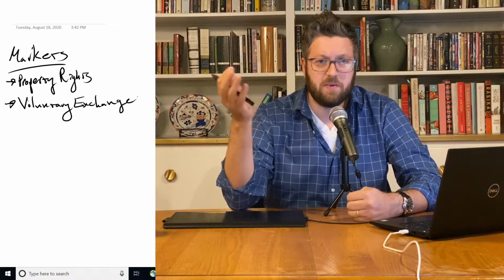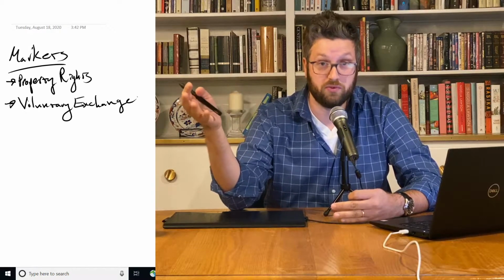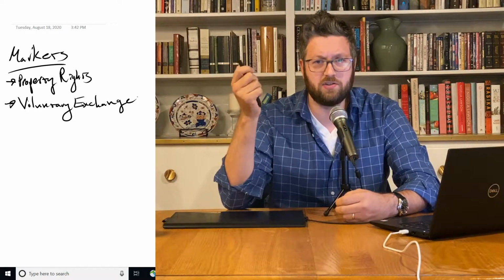Hanging over all of this is some kind of government or rule of law that's enforcing property rights and enforcing the rules of the market. So you can't just take things. All right, so voluntary exchange.